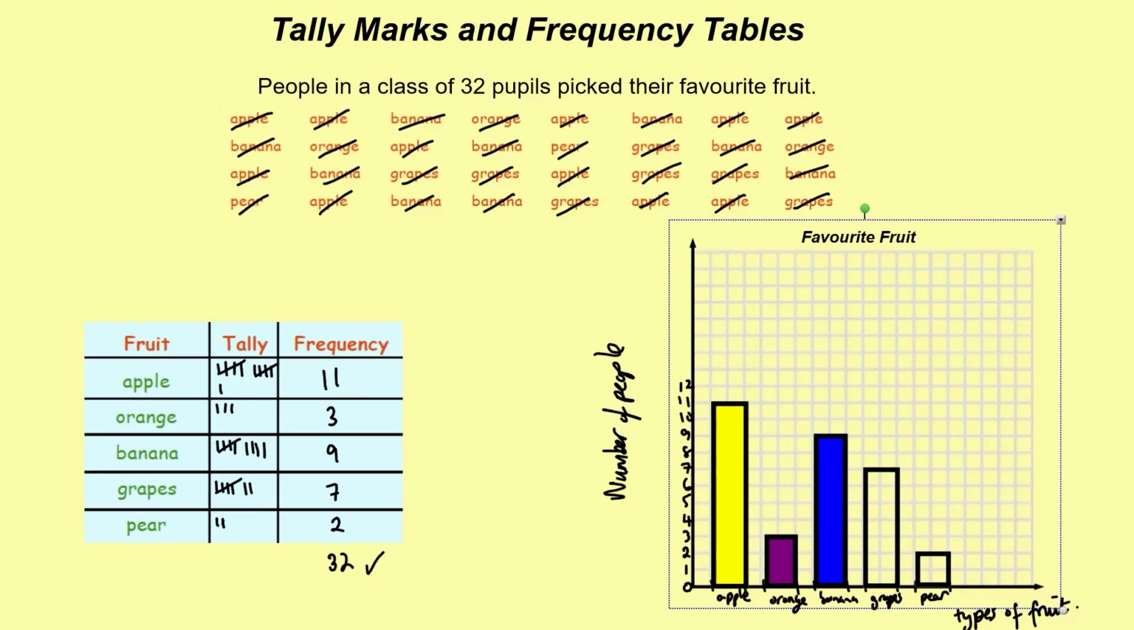Let's see, we'll go for red. Oh, it's not working. Let's try that again. Red, and we'll go for the last one. What colour will we do there? Let's go for a sky blue. There we go. Okay, so that's how tally marks and frequency tables work, and that's how we convert the information into a bar graph. Hopefully you found that useful.